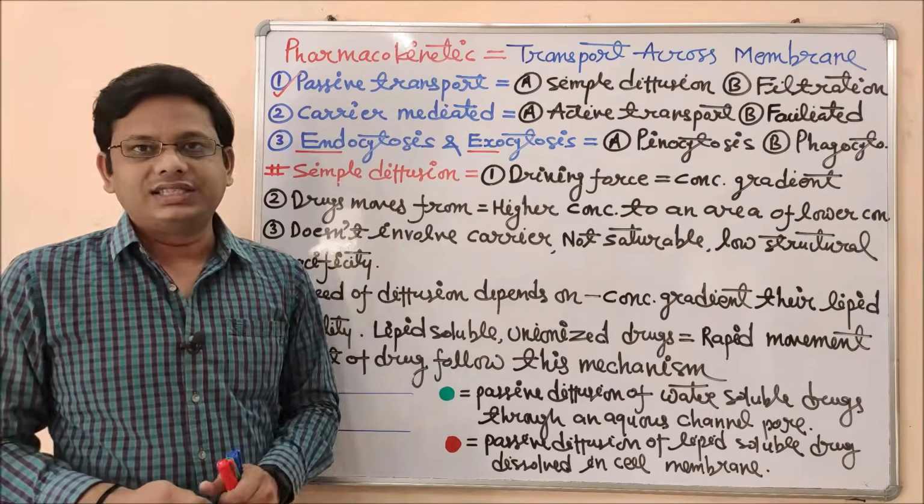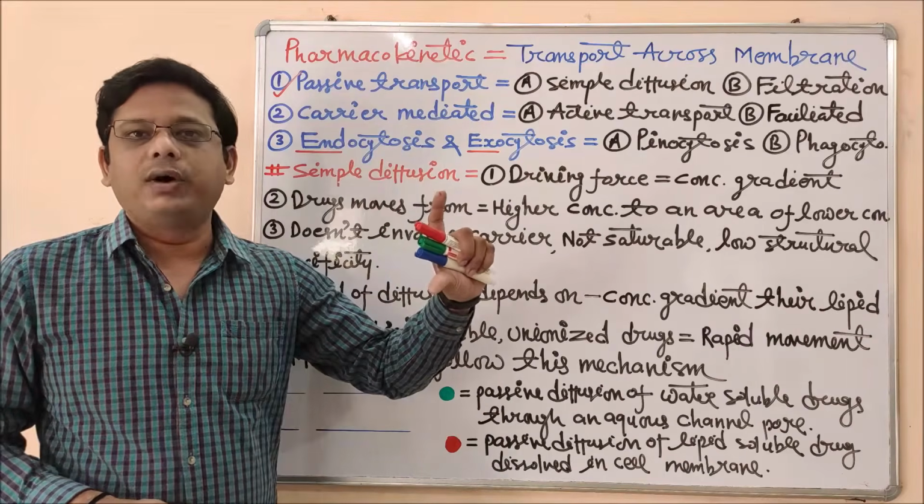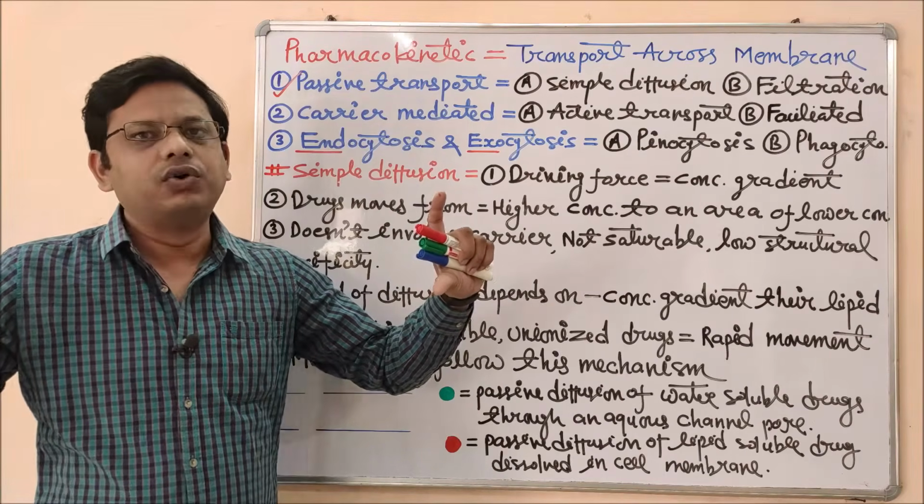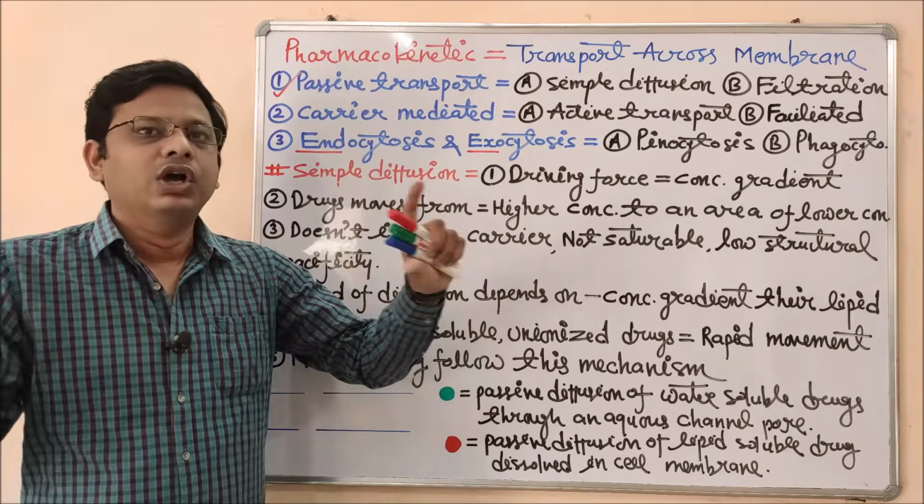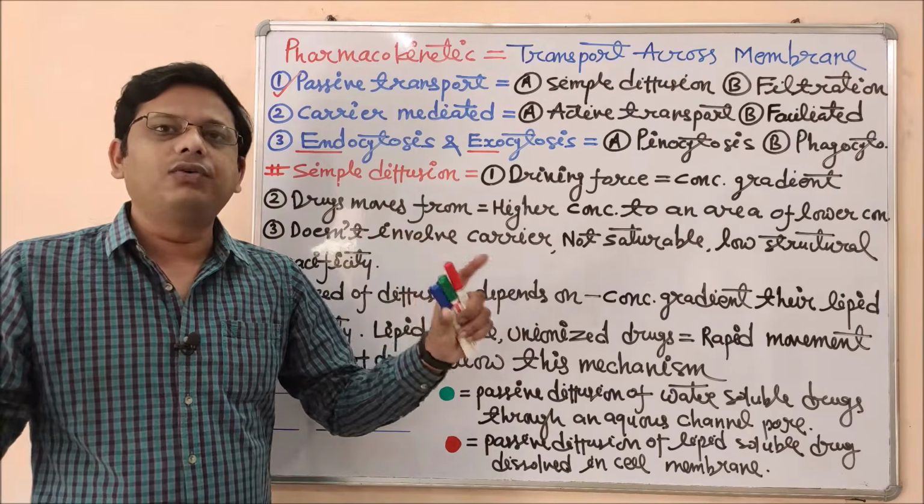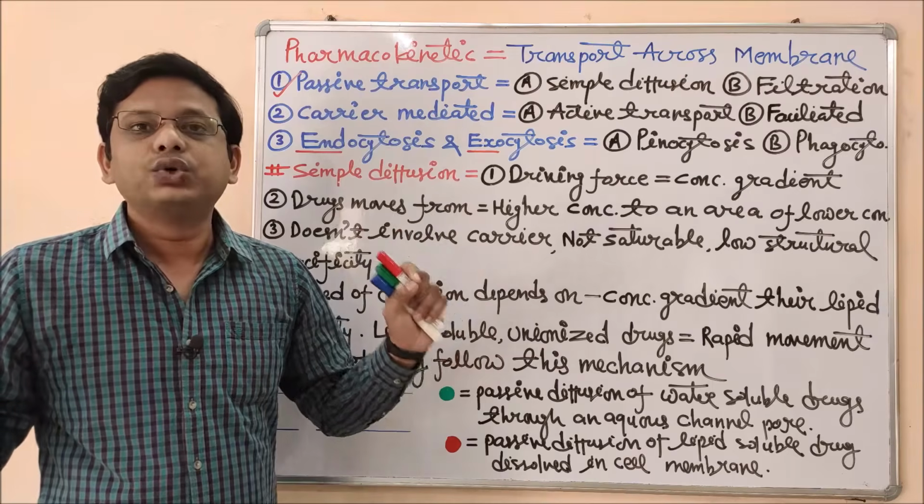Suppose I have two glasses. In one glass I have placed 10 spoons of sugar, and in the second I have placed just one or half a tablespoon of sugar. So what is the difference between these two glasses? The level of water is the same, but the difference is in sugar concentration.